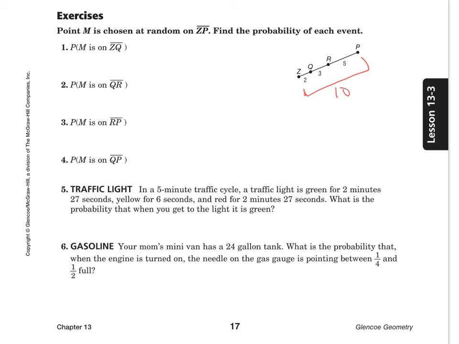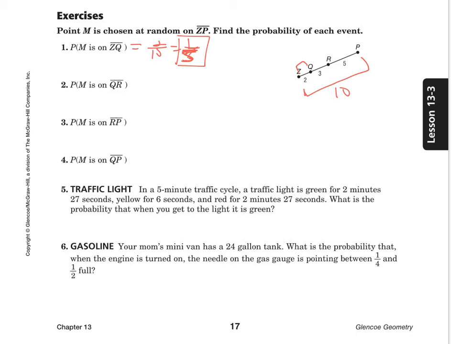What's the probability, what are the chances that M, that random point, is on ZQ? You look at the length of ZQ, it's 2, divide that by 10, which reduces to 1/5. We're going to give all these answers as fractions, but you can also give it as a decimal, 0.2 is the probability, or as a percentage, 20%. All those are options. We're going to do fractions. I'll tell you if I want fractions, decimals, or percent in each of these cases.